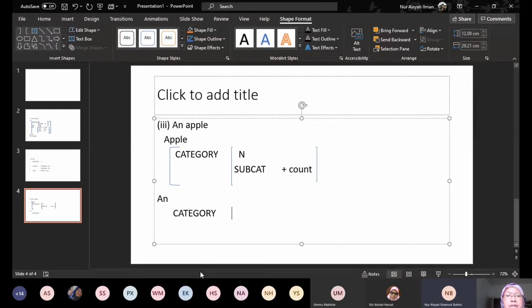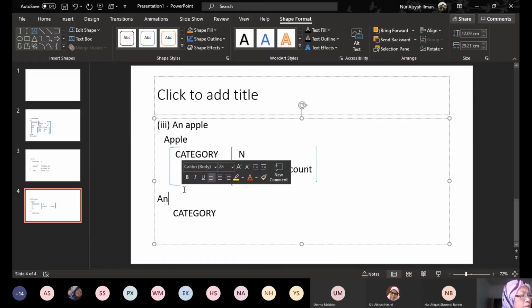Doctor, for apple, do we need to put the singular? Agreement, yeah. Yes. Agree. Yeah, we do have to. So that one we have to put agreement lah sini.